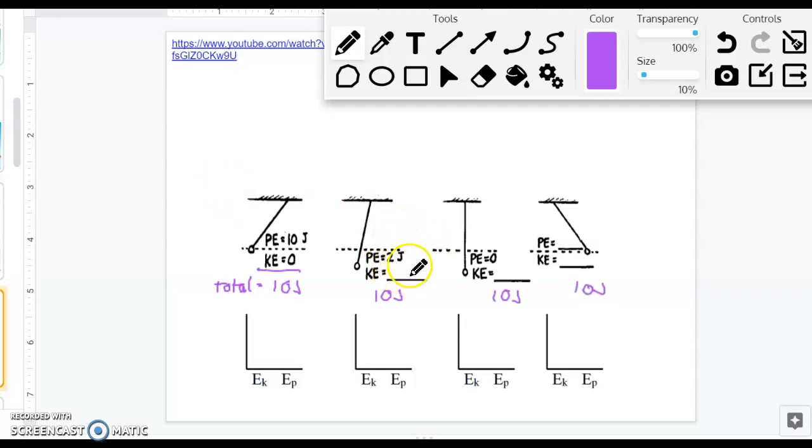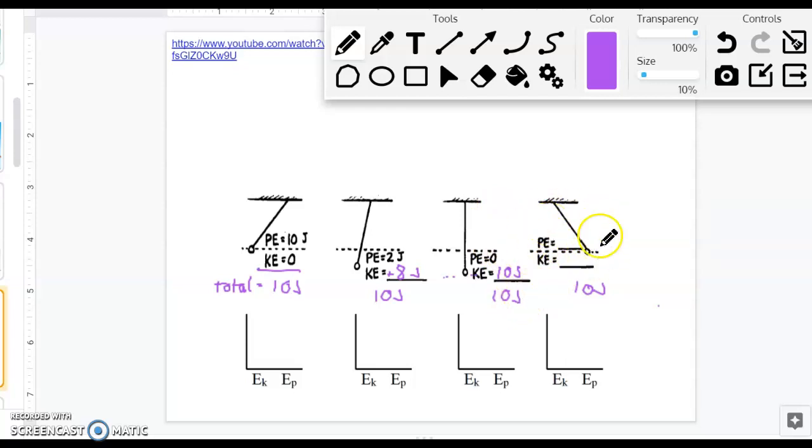But I can figure out some of these missing energies because the potential energy here was 2, it's at a lower point. The kinetic energy has to be 8 joules because 2 plus 8 gives me 10. Here, when it's at its lowest point, this is what we would consider as ground level. Its potential energy is 0, and its kinetic energy has to be 10 because 0 plus 10 is 10.